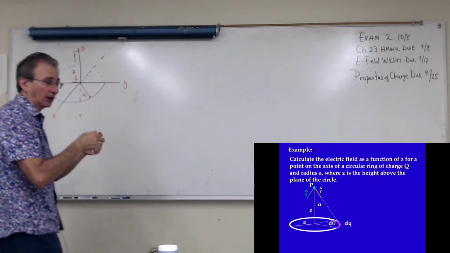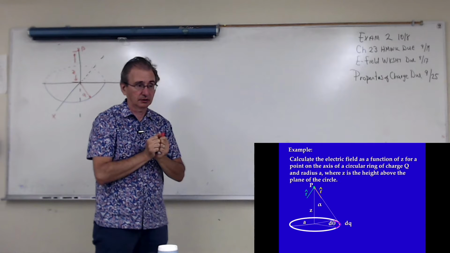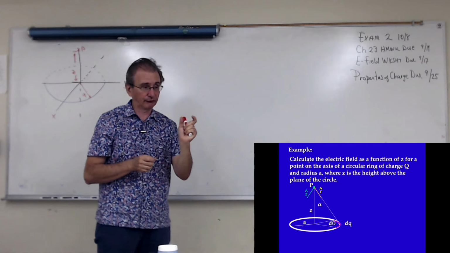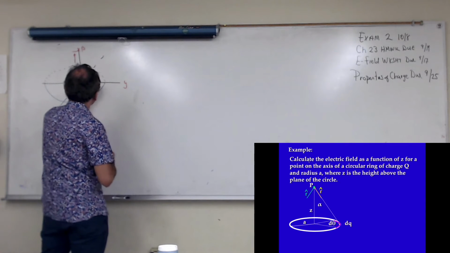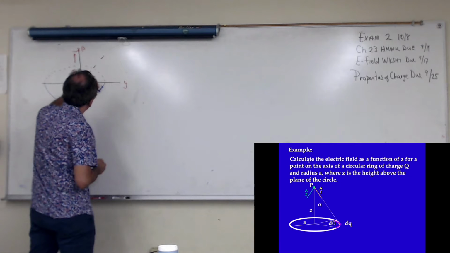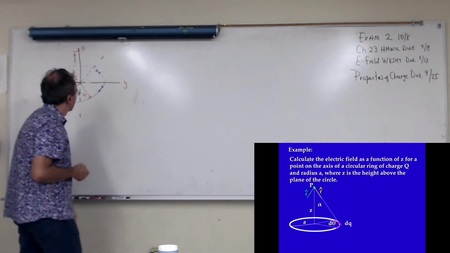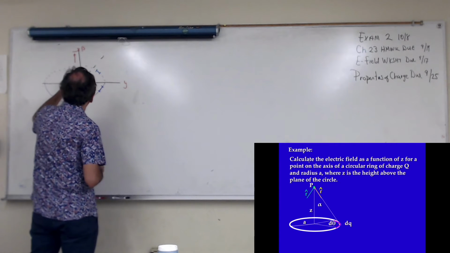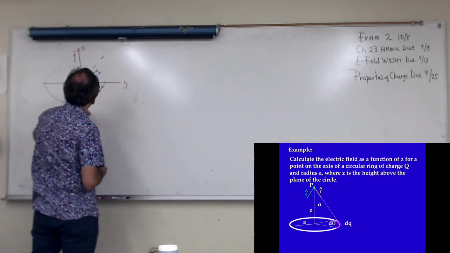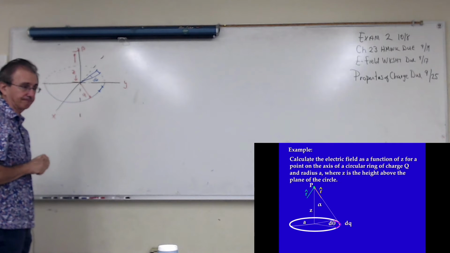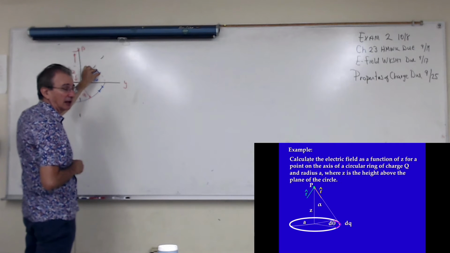And what I want to do is break up this ring into pieces small enough so that the field at this point is uniform over that little piece. So I'm going to break it up into arc lengths. This angle we'll call d theta, and then the radius is A. Okay, so I'm going to break this up into this smaller piece. I want to calculate the electric field from this thing.